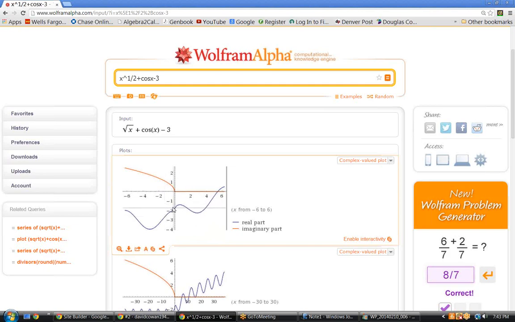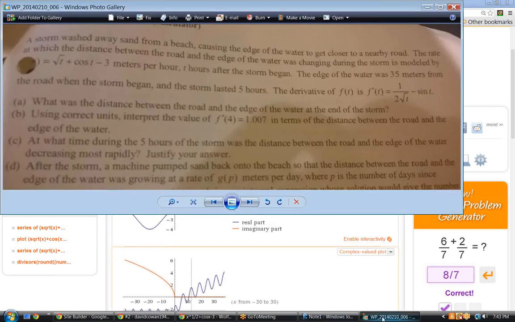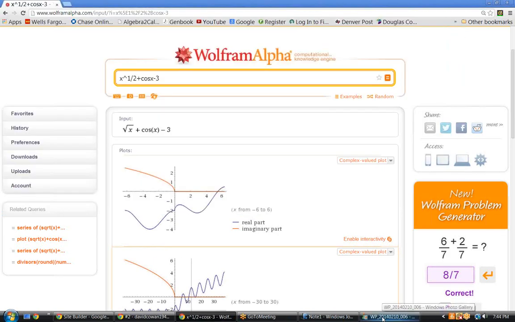This is a little bit strange because what this is kind of telling me is that the distance, there was no erosion starting here, and is this the right curve? Square root of x plus cosine t minus 3. This looks like negative.